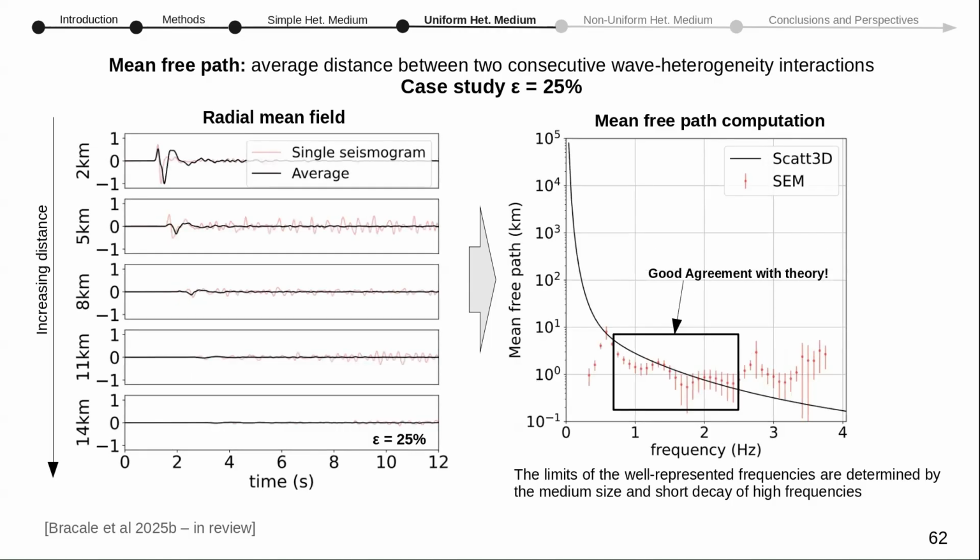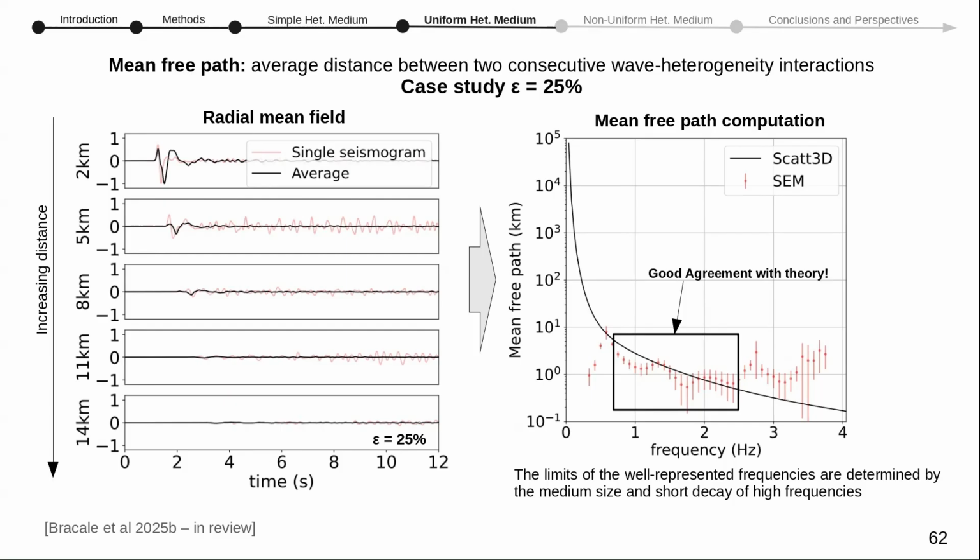Now, when we increase the level of fluctuation to 25%, the first thing we can observe is that we introduce more scattering, and indeed the average is not able to suppress all the fluctuations as before. Part of these fluctuations also appear in the computation of our scattering mean free path. We see larger error bars, and also some fluctuation. Nevertheless, we see a good agreement between about 0.8 Hertz and 2.5 to 2.6 Hertz.